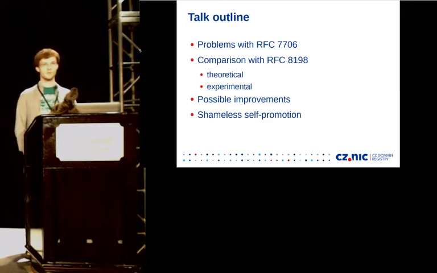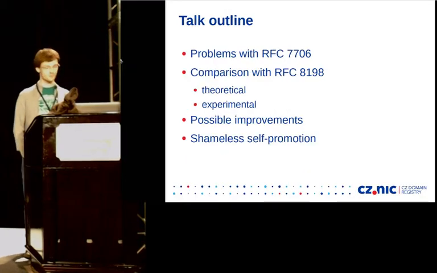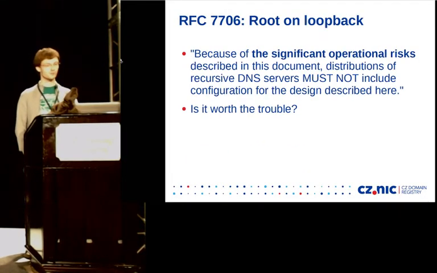After motivation, we will look at how the root on loopback compares with the aggressive use of cache. And then we will look into some possible improvements for the aggressive caching, and then I have some news. Even the authors of RFC 7706 say honestly that it's maybe not a good idea, because 7706 must not be the default configuration. And that was a big motivation for us to look into alternatives for 7706.